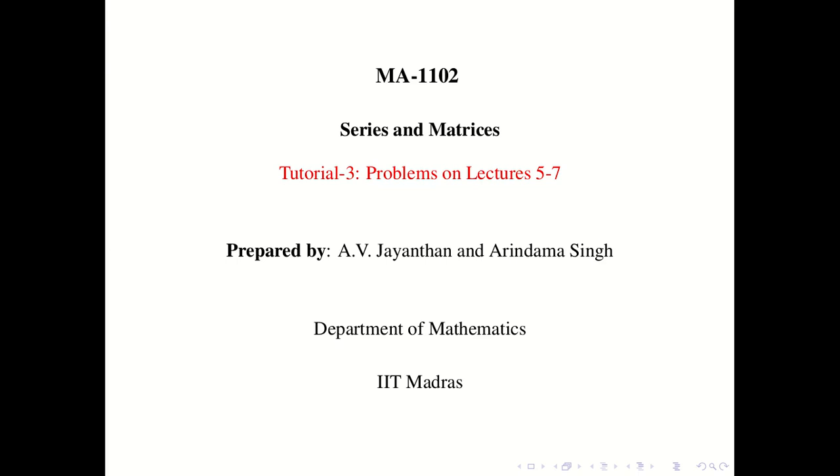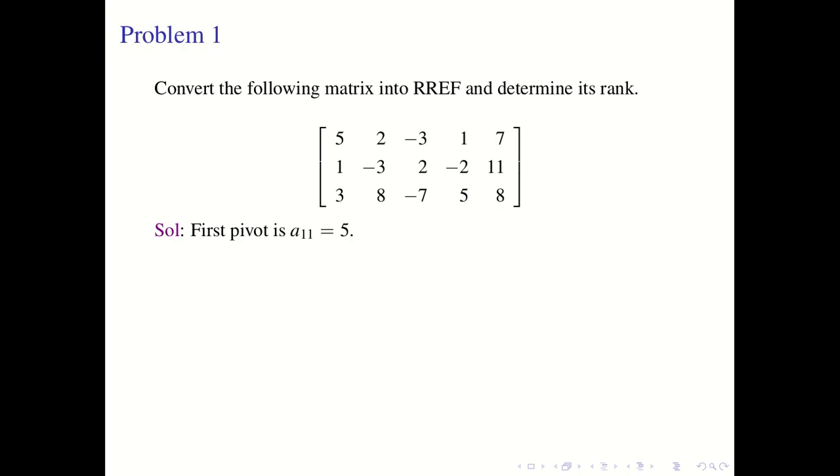Welcome to tutorial 3. In this tutorial we will discuss problems based on lectures 5 to 7. Consider the matrix with rows 5, 2, minus 3, 1, 7; 1, minus 3, 2, minus 2, 11; 3, 8, minus 7, 5, 8. Doing elementary row operations, bring this matrix to row reduced echelon form.